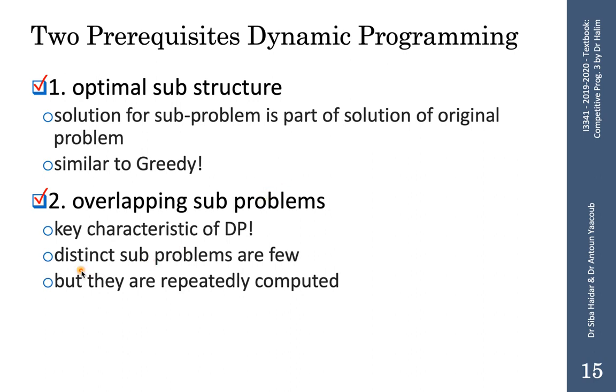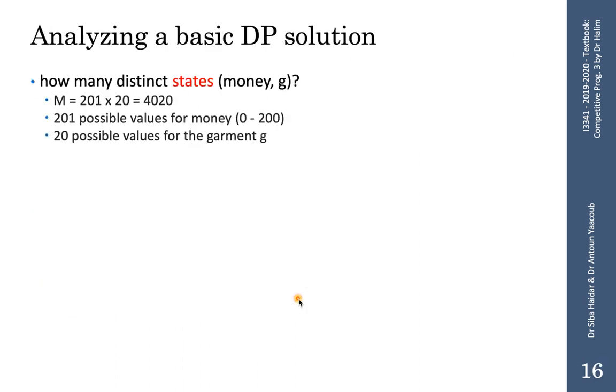The overlapping subproblem says that the distinct subproblems are few, but they are repeatedly computed. And whenever you have those two prerequisites, you have to think of dynamic programming. So here we are different from divide and conquer, because in divide and conquer, the subproblems must be independent. So let us analyze this as a basic DP solution.